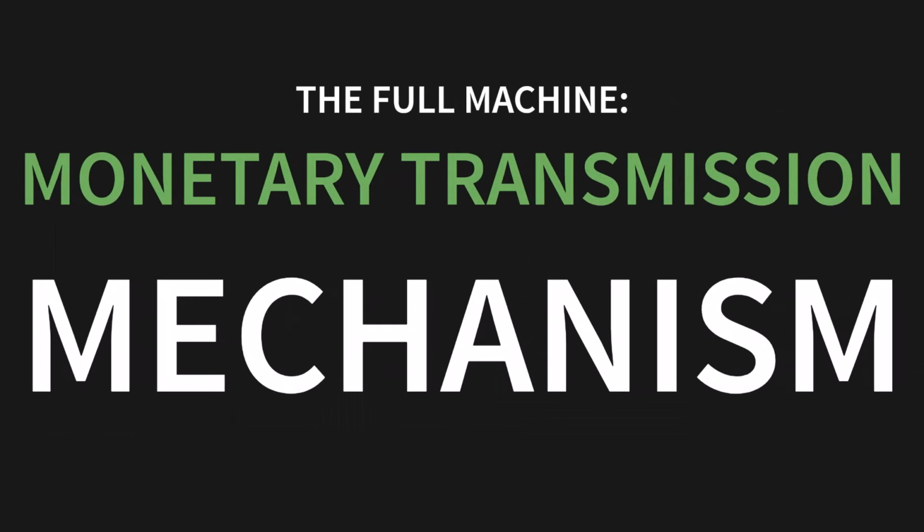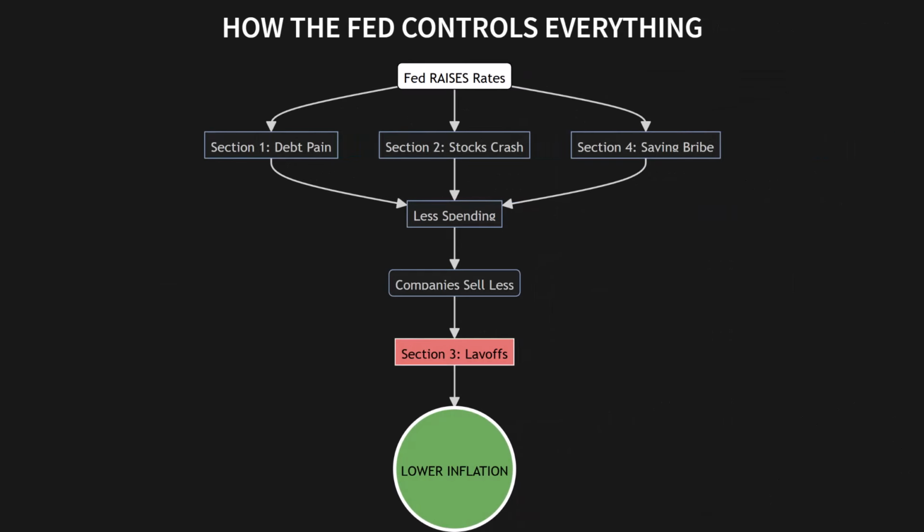And this brings us to the full machine, the entire system in one picture. This is the monetary transmission mechanism. Look at this diagram. This is how the Fed controls everything. At the top, the Fed raises rates. That sets off a chain reaction. It leads to debt pain from Section 1, it causes stocks to crash from Section 2, and it creates that saving bribe we just covered in this section. All three of those paths lead to one outcome: less spending.